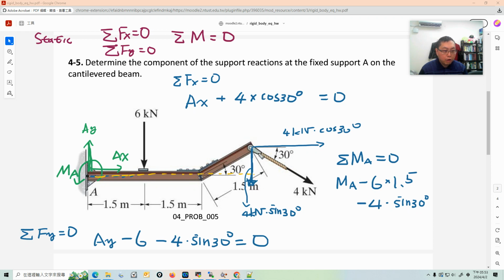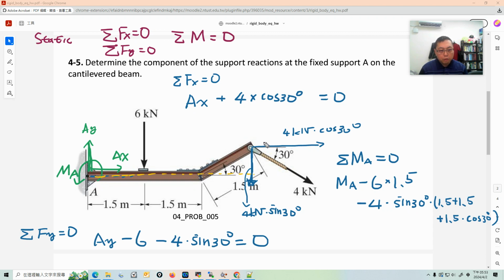And what's the lever arm? Be careful, the lever arm is 1.5 plus 1.5. Distance here is 1.5. Here it tells you this 1.5 and cosine 30 degrees, plus 1.5 times cosine 30 degrees. Okay, and the final one, will this horizontal force create a moment with respect to A?